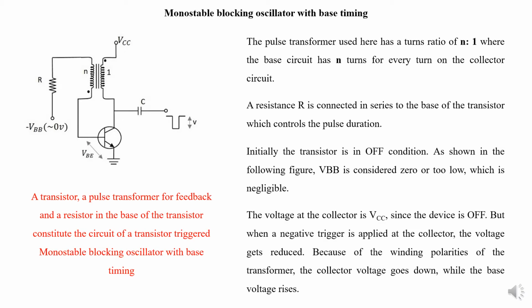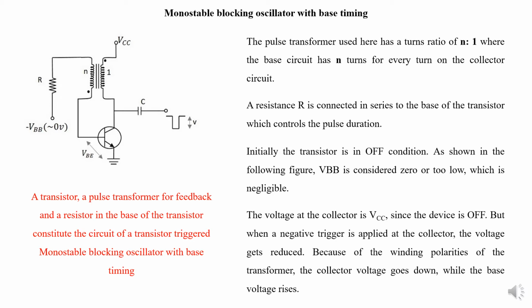This is a circuit diagram of a blocking oscillator with base timing. As you can infer from the figure, the pulse transformer is connected between the collector and the base of a transistor. The number of turns in the base circuit is n times that in the collector circuit. A pulse transformer accepts a pulse at one winding and produces a similar output on the other winding, 180 degrees out of phase. Thus, the transformer is connected as shown in the figure.